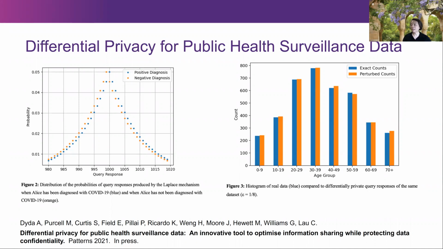So to cut a long story short, if this last person did have COVID, our data will look a bit like the blue dots. And if they didn't, it will look a bit like the orange dots. So the patterns are the same. And if we plotted the age distribution of the actual cases, the real data looks like the blue, and the perturbed counts, which means the data that have been messed around by differential privacy, look like the orange counts. So the patterns are the same, but it means that we are protecting that last person's privacy.